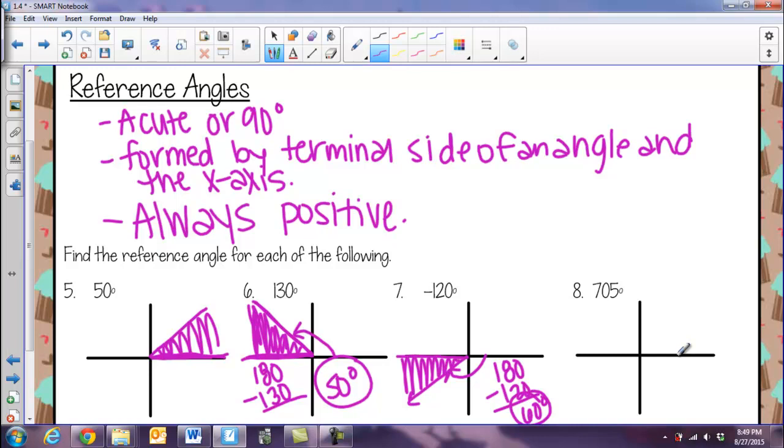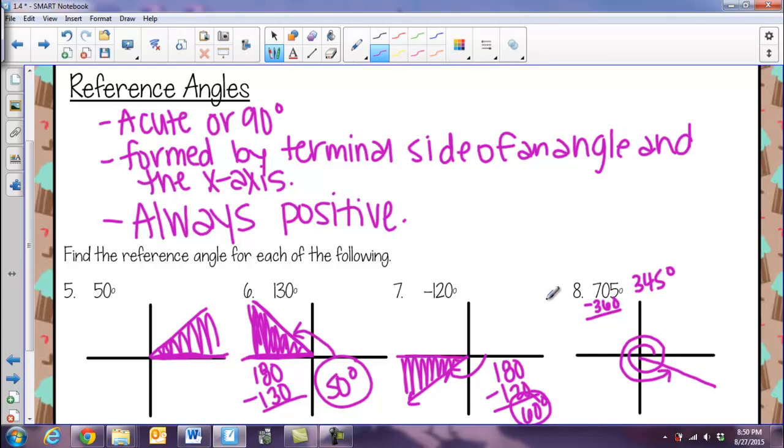Okay, last but not least, we have 705, which I have no idea what that looks like. So if I think about this a little bit and I take one of the rotations out of it, that gets me that it's a 345 degree angle. So that's really close over here to the end. But remember, I had to go around a couple times, so I went one whole rotation, and then I went one more. So that would be how I would draw 705 degrees.